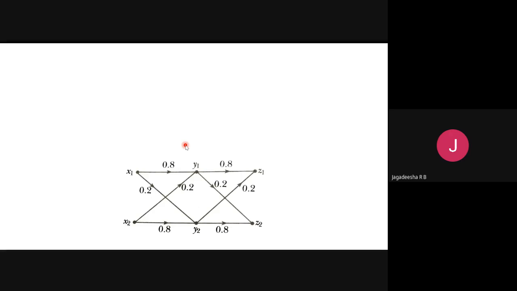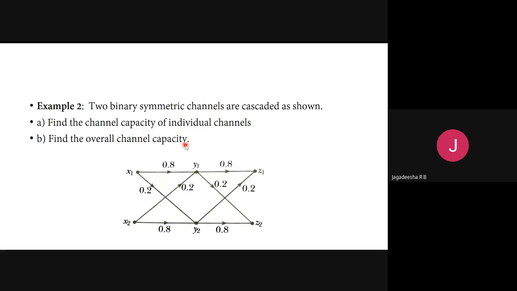So in this case, how to find out what? Find the channel capacity of individual channels, right? So it's basically a combination of two channels. You need to find the channel capacity of individual channels and also find the overall channel capacity. How to do this? We will see, but we will be using all the common terms, I mean, PYX or PXY, all this we will be using. And finally, we will be substituting into the channel capacity equation.